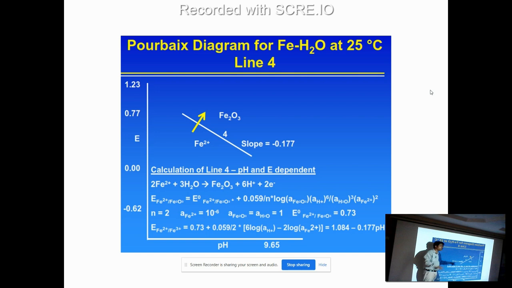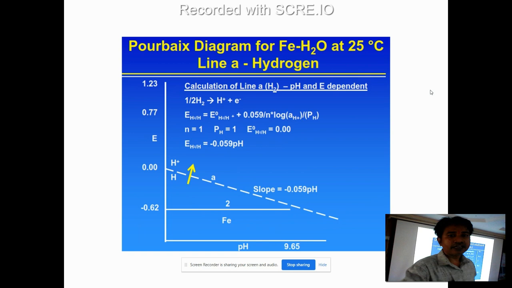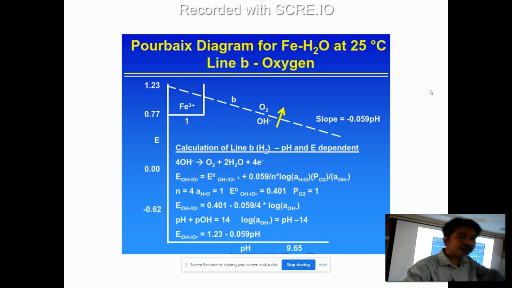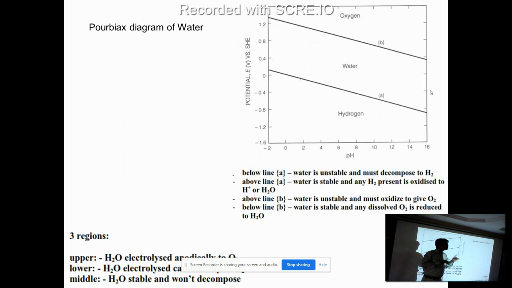So you look at the calculation of this. Of course, not in the syllabus, but you can go through it, because you know the Nernst equation, you can see how they are plugging in the values to get that sloping line. Calculation of this horizontal H2 line. Similarly, sloping H2 line, sloping O2 line. Now, very important, we have in the syllabus the Pourbaix diagram of water, because the water Pourbaix diagram is very important, because that is helping the iron to get corroded.